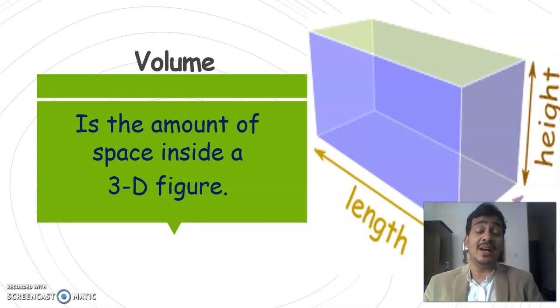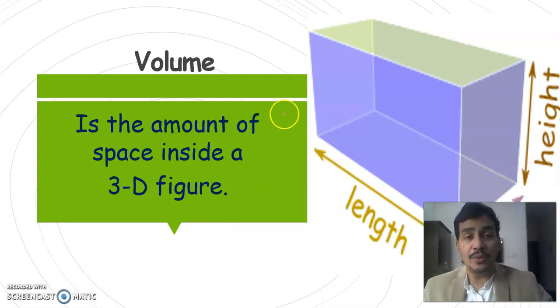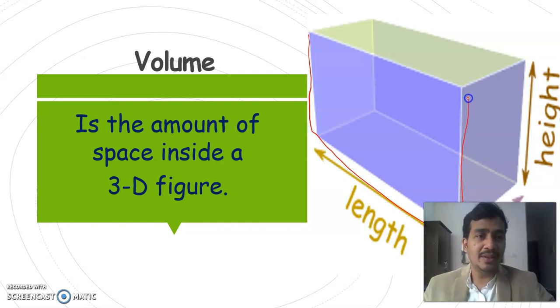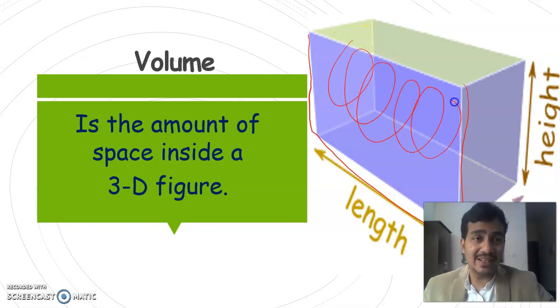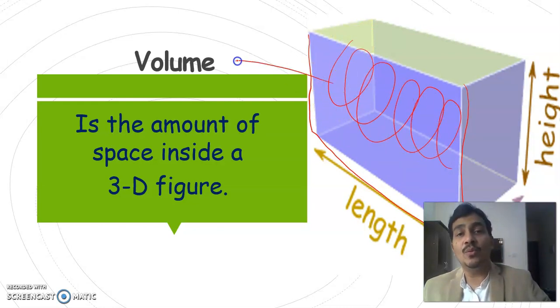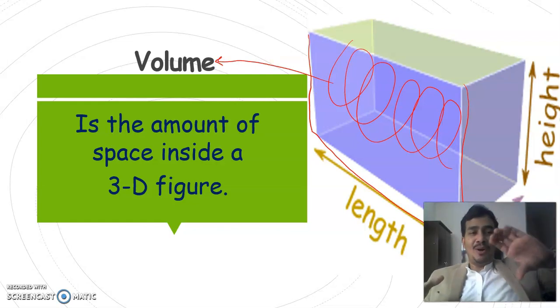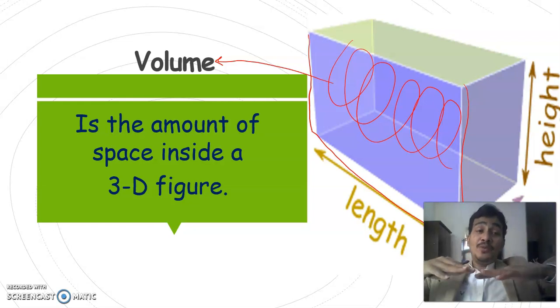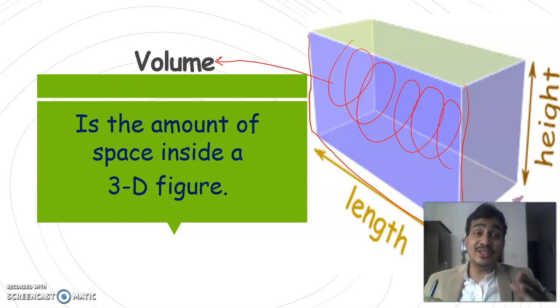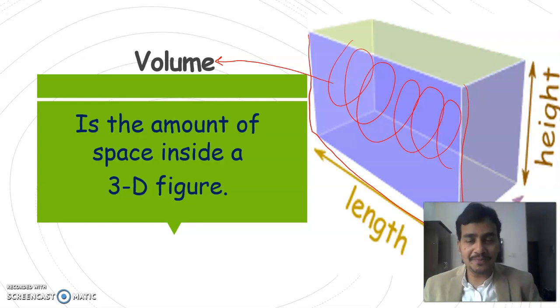Now let's come on to the last part of this chapter 12, geometry. That's volume. What is the volume? Can you see a rectangular prism here? Yes. What is volume? Volume is the amount of space inside this. The amount of space inside this is called volume. So what you can do, you can put water inside this box. How much water you can put inside the box? It is called its volume.